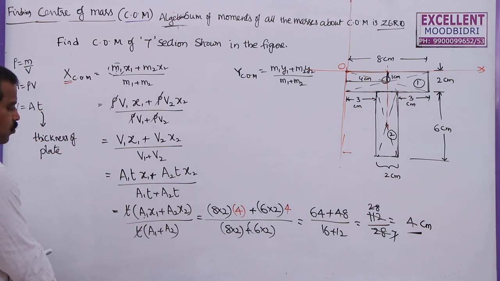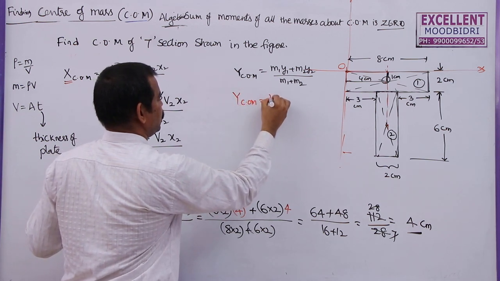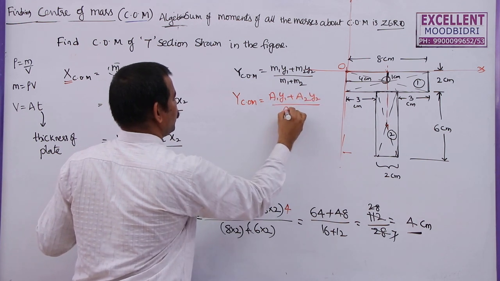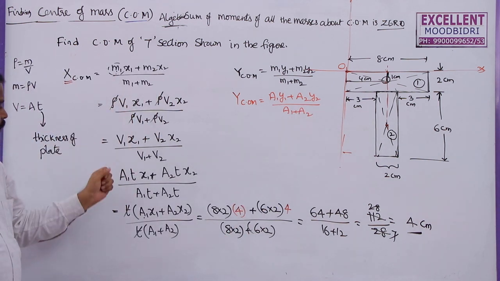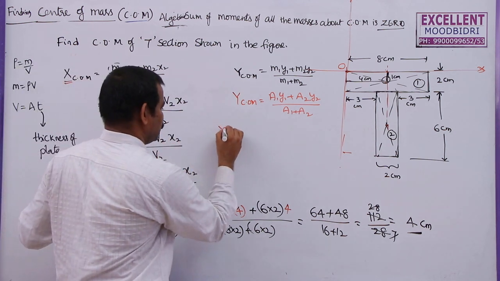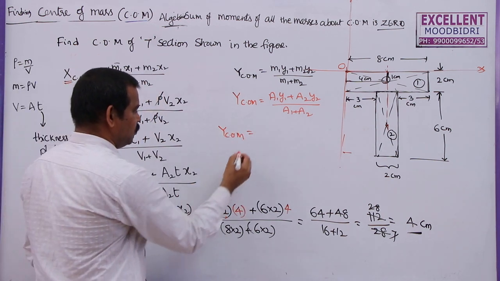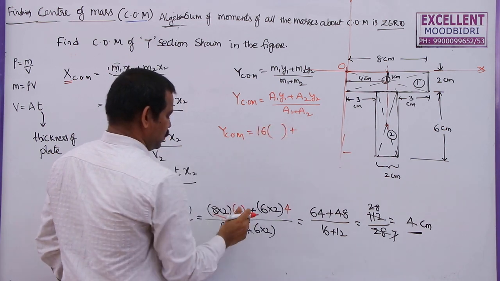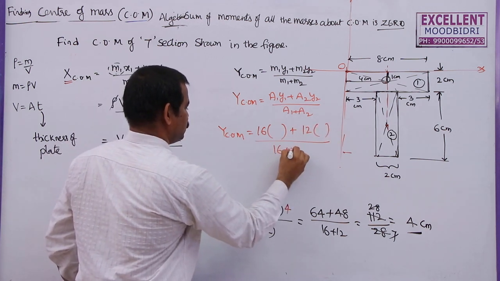Now how to get this y coordinate? Y coordinate, directly what I am going to write, y coordinate is a1 y1 plus a2 y2 by a1 plus a2, as if you write this mass into density into volume, once again volume is equal to area into thickness. If you write, you will get the same expression. So now let me substitute this one. Y coordinate of center of mass is, area of the first one is, you know, 8 2s are 16 into, plus area of the second one 6 2s are 12 into, by 16 plus 12.